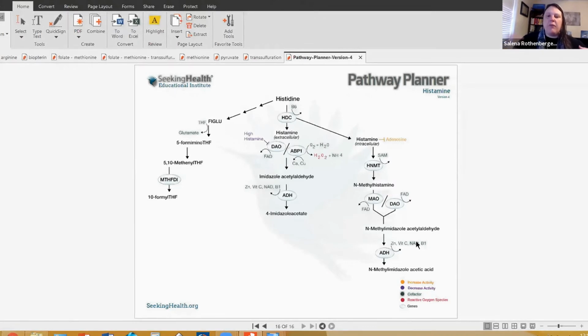So before we start running, though, if we see, okay, we need these cofactors, the next question I get is, oh, should I go take some more zinc? Should I go take more methylfolate? Should I go take NAD? What should I go take?